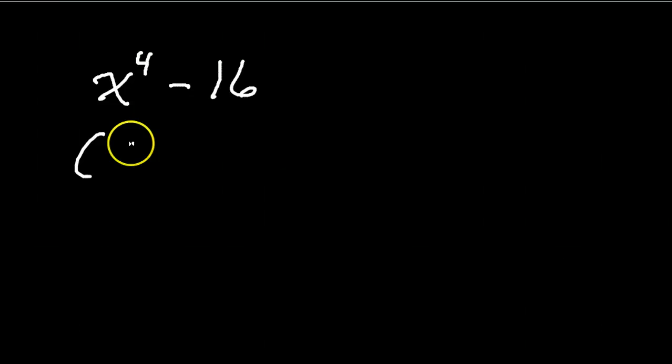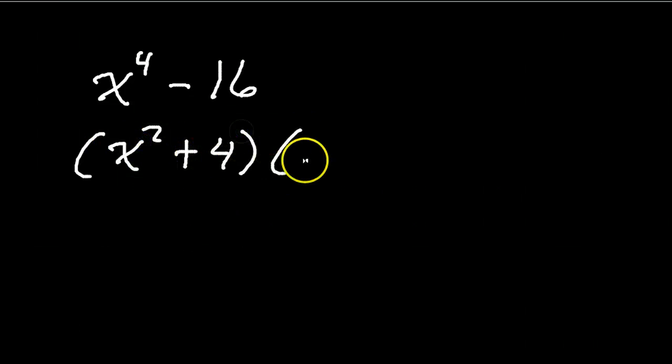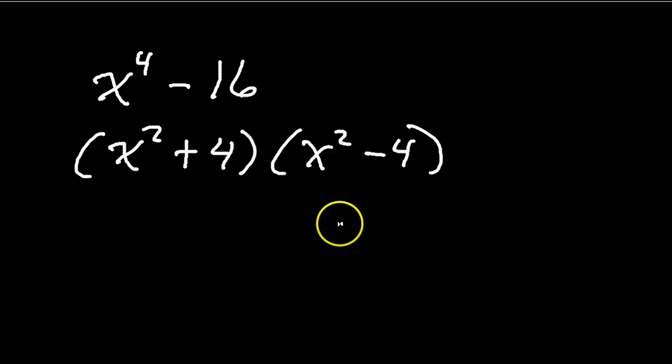Let's say I had x to the fourth power minus 16. Then this is the difference of two squares. So I would have x squared plus 4 times x squared minus 4. Alright, but the thing is, one of these is itself a perfect square. Do you know what I'm talking about? Okay, I guess I can't just do that.